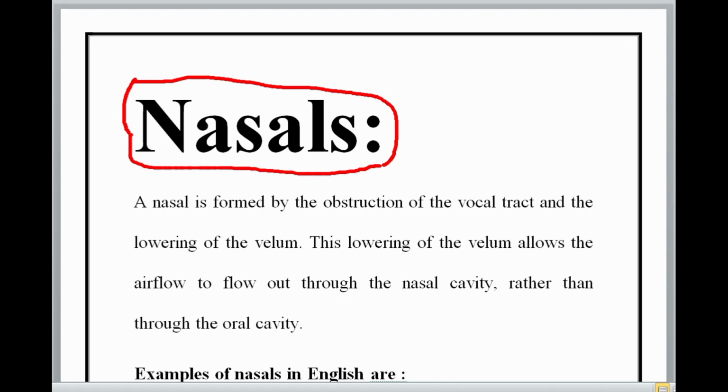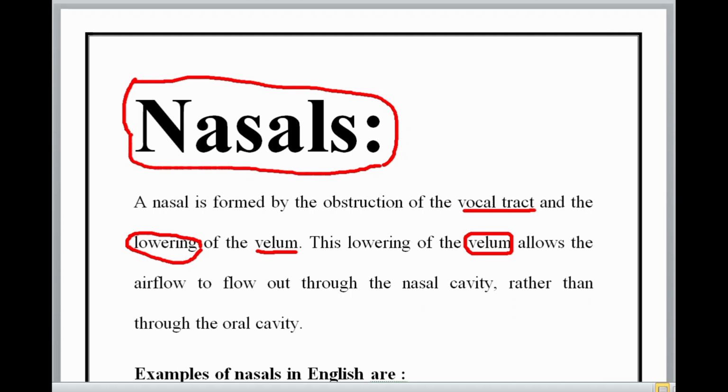A nasal is formed by the obstruction of the vocal tract, which we already know, and the lowering of the velum. The velum is also an articulator in our mouth, and lowering means something that moves downward. So we have to see what moves downward here. This lowering of the velum allows airflow. The velum comes down when the nasals are pronounced, and it allows the airflow to flow through the nasal cavity.